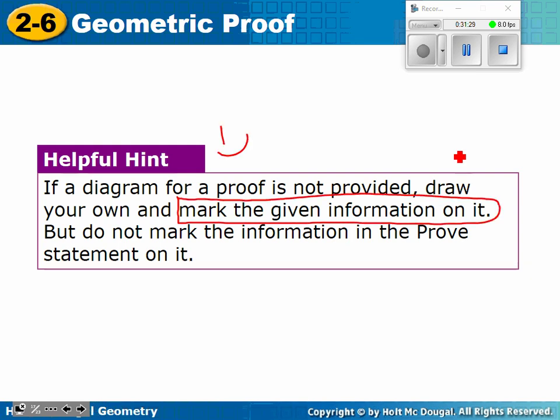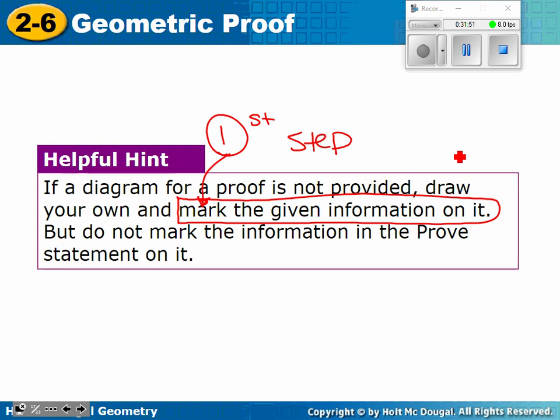The number one first step every time should be to mark the given on your picture. Mark what they give you. Tick marks, arc marks, fill in the information. Whatever they give you, mark it on your picture. Okay? It's going to seem not necessary when the proofs are really easy, and then they're going to get hard, and you won't be able to do them if you don't mark your picture.